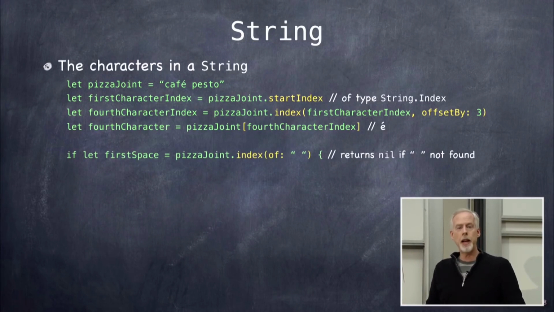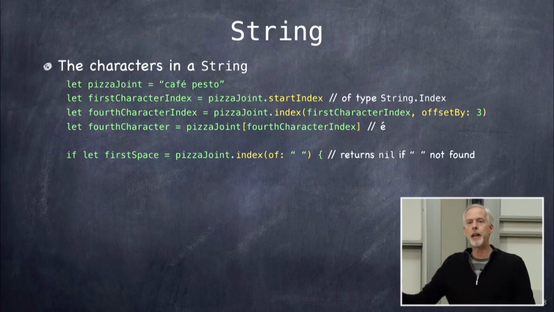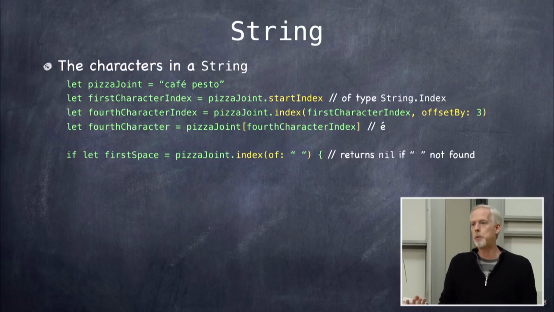I could also do it with index(of:). Here I'm going to get the first space character in café pesto with pizzaJoint.index(of: space). The reason I have to say if let there is, of course, that index(of: space) could return nil.